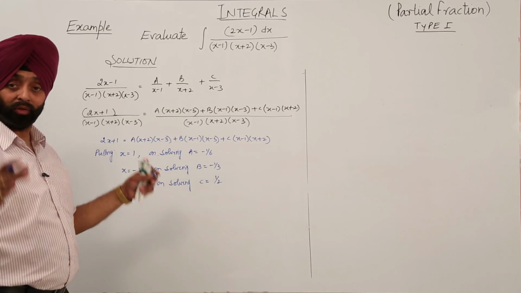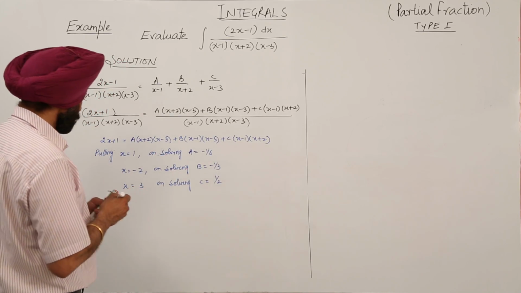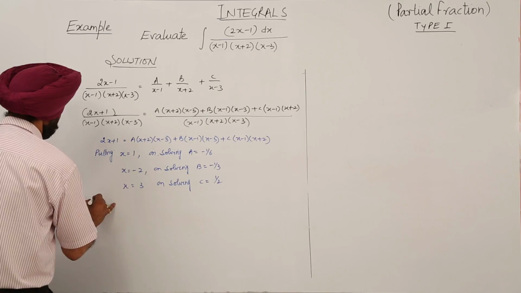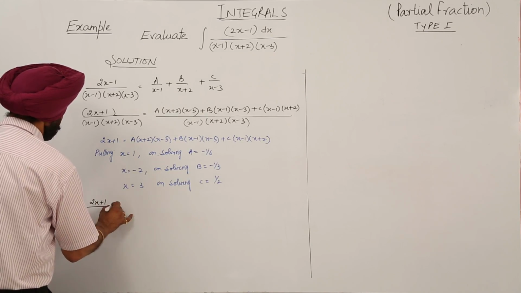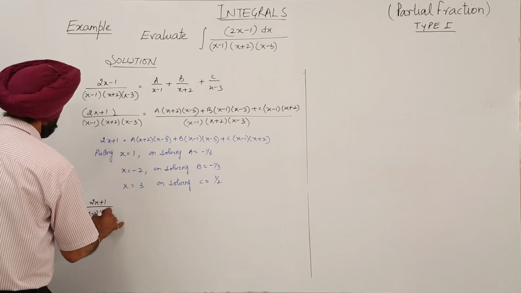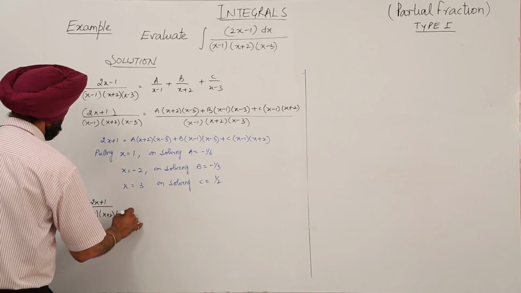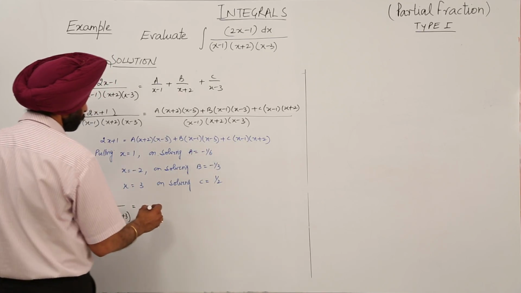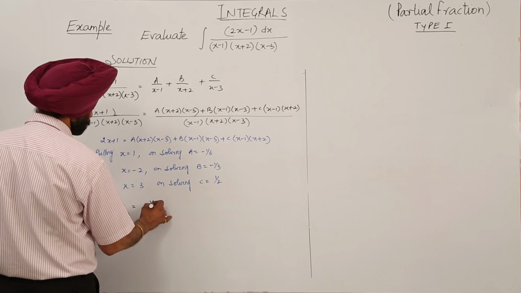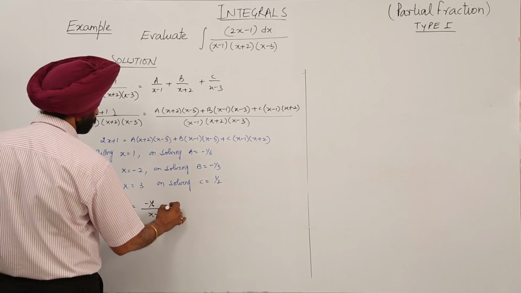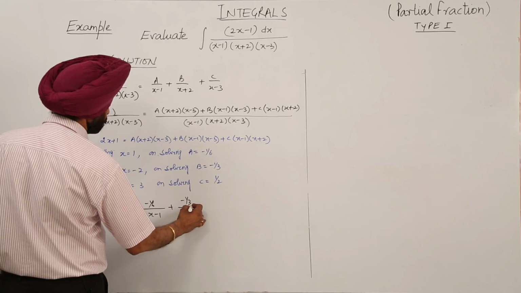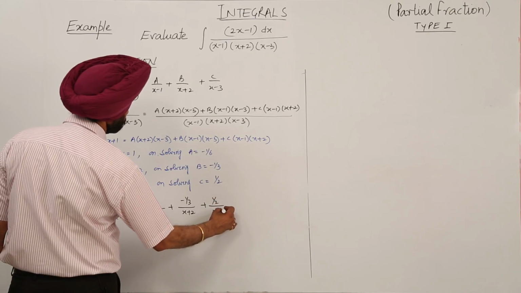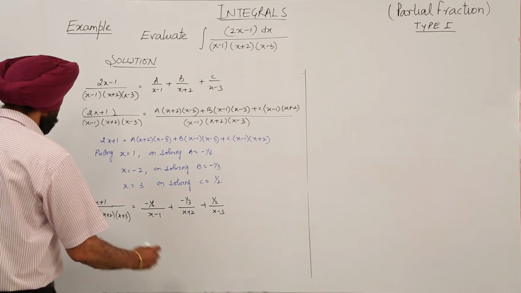Okay, on solving means what? You have to solve it. I have already solved this question. Now we can write it: (2x + 1)/((x - 1)(x + 2)(x - 3)) is equal to A, which is -1/6, so we are having (-1/6)/(x - 1) + (-1/3)/(x + 2) + (1/2)/(x - 3). Okay. Now integration.